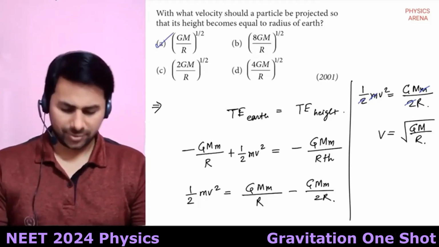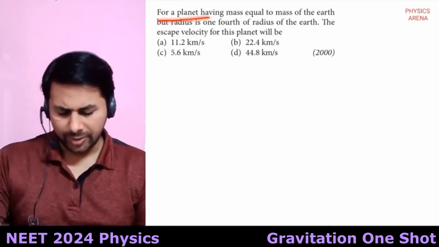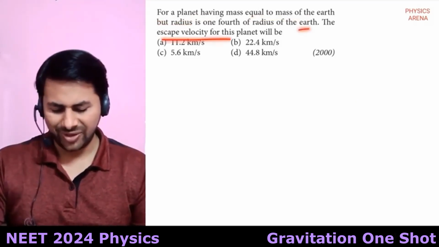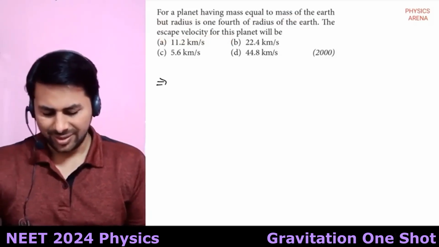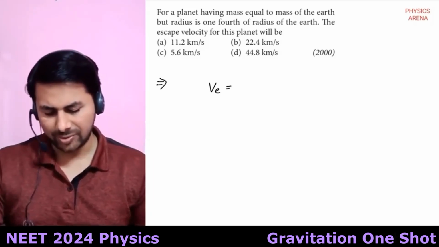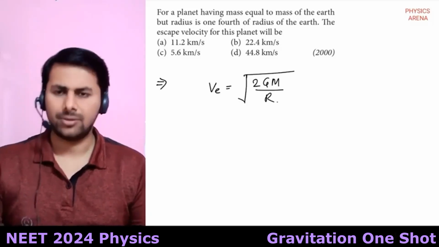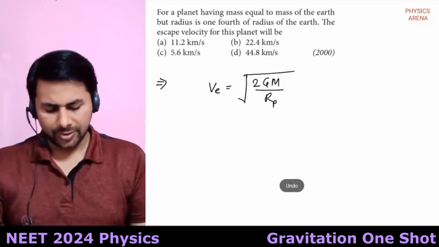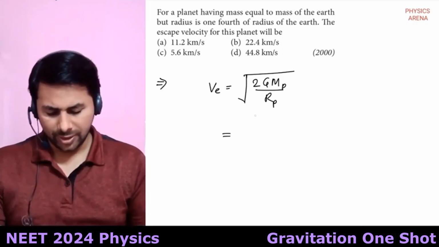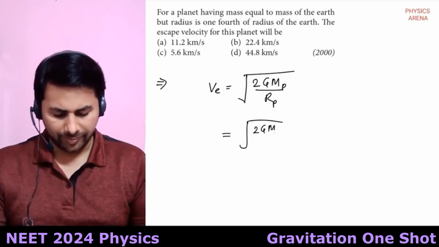This is clear. Okay, good. Another one: for a planet having mass equal to the mass of Earth, but radius 1/4 of the radius of Earth, the escape velocity of the planet will be. So tell me, escape velocity is equal to, mass is same, but radius is 1/4. Okay, it will be mass of planet, radius of planet. Okay, this is escape velocity. Put the values. Mass is equal to mass of Earth, 2 times GM.